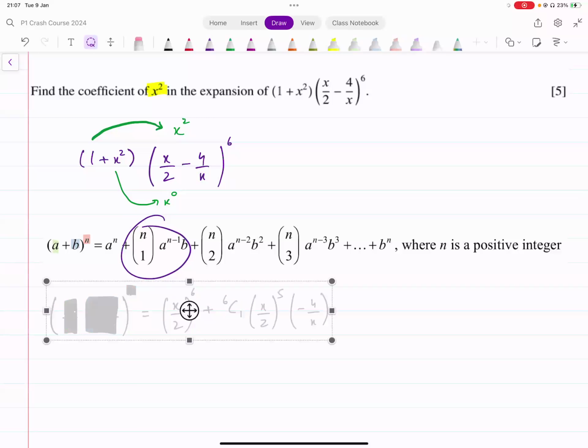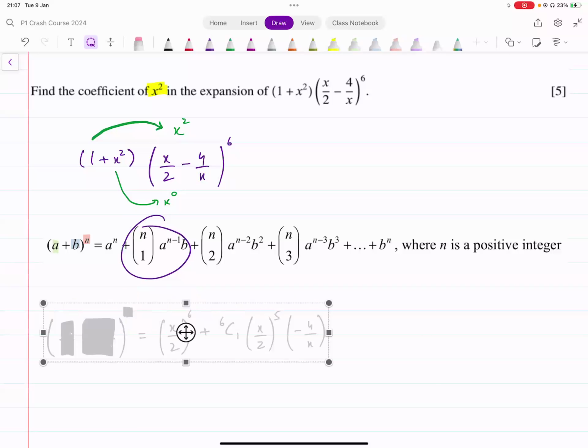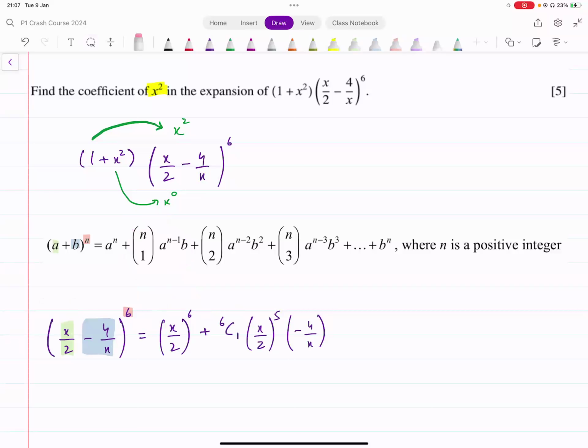Let's find out the pattern. What's the power of x that we have in the first term? It's x raised to power 6. The first term has x raised to power 6, right? What about the second one? X raised to power 5 divided by x. That's x raised to power 4. So that's the next term that we have. So we have the pattern now.